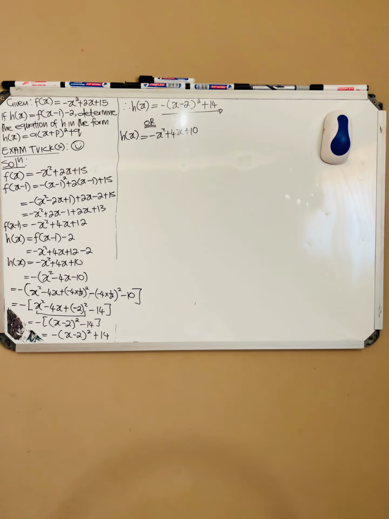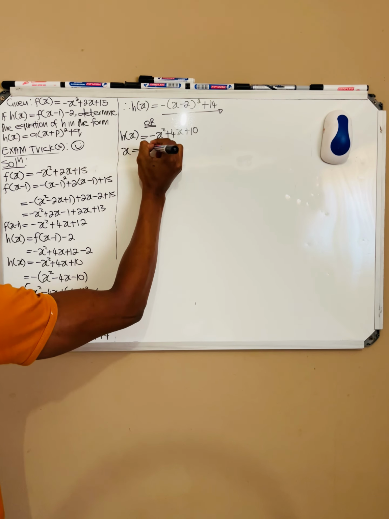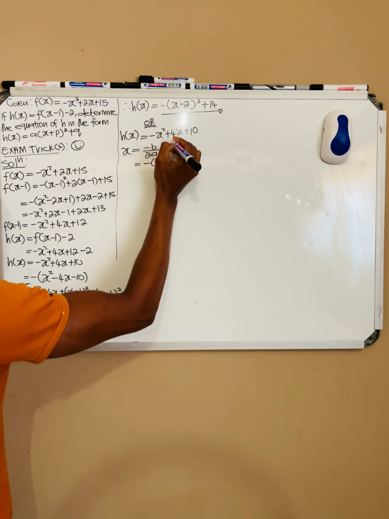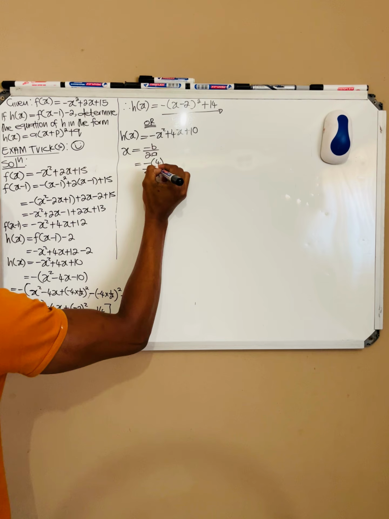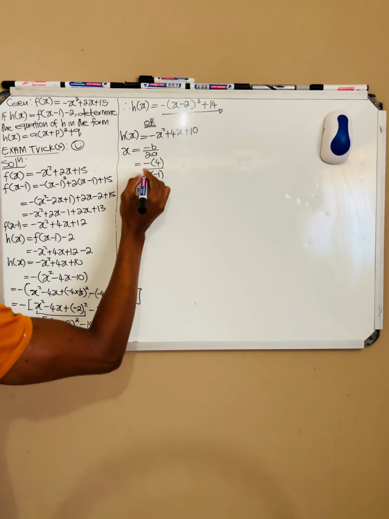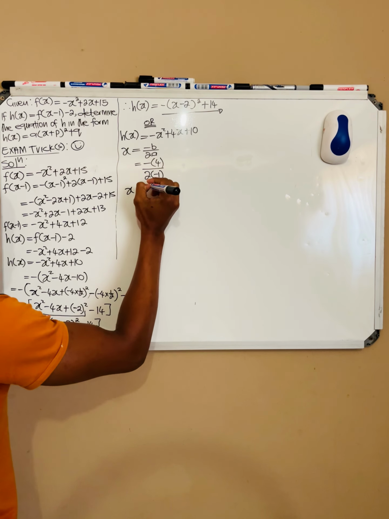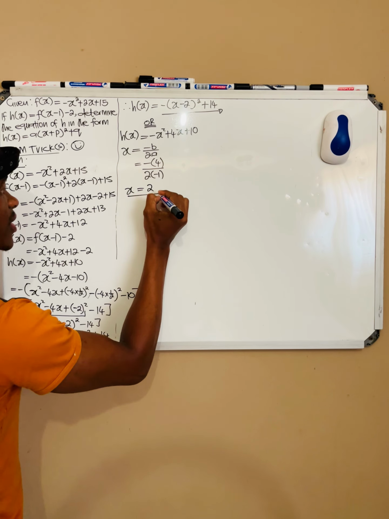Then another child says, no, myself, I don't want to complete the square. I want to use the axis of symmetry. I find the x value of the turning point, then I substitute. Then you'll see x equals minus b all over 2a, which is minus into, what is the value of b? Positive 4 divided by 2 multiplied by negative 1. Then if we simplify this, minus 4 divided by minus 2, you're going to get positive 2. This is the axis of symmetry.